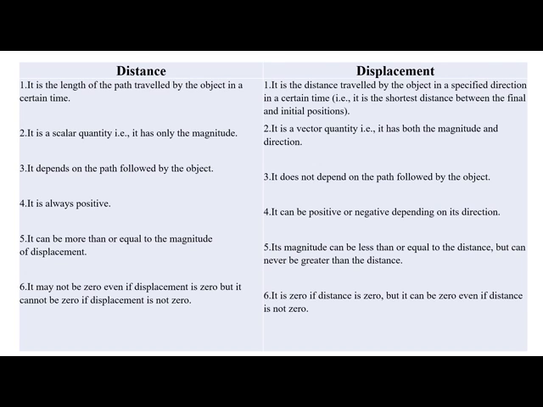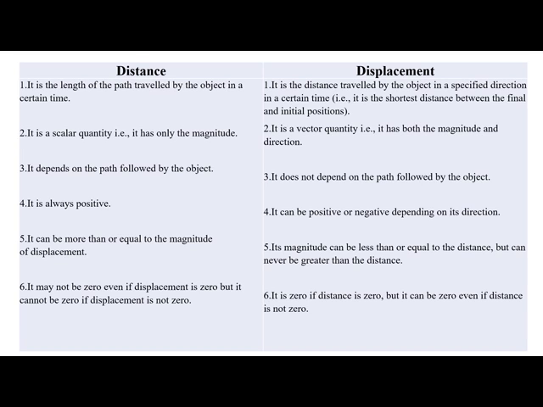It is a distance traveled by an object in a specific direction in a certain time. So it can be explained otherwise that it is the shortest distance between the final position and the initial position. So it is clear. The displacement is a vector quantity, and it has got both magnitude as well as direction, and it does not depend on the path followed by the object.